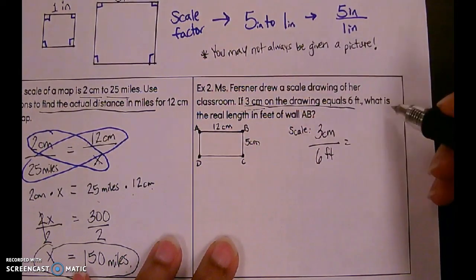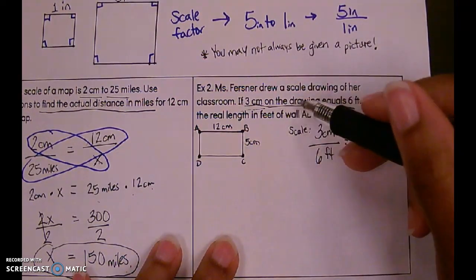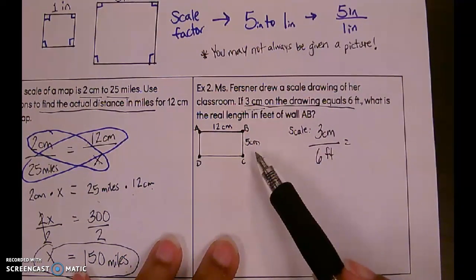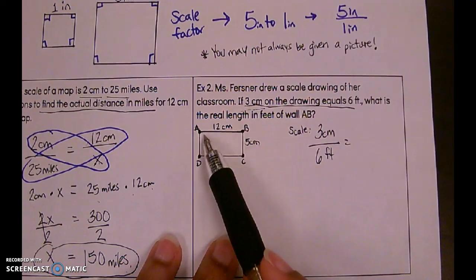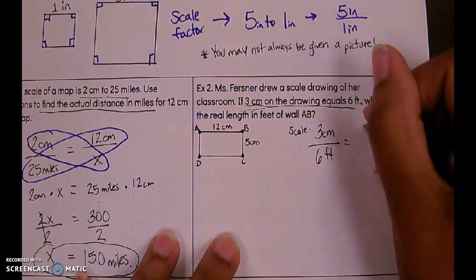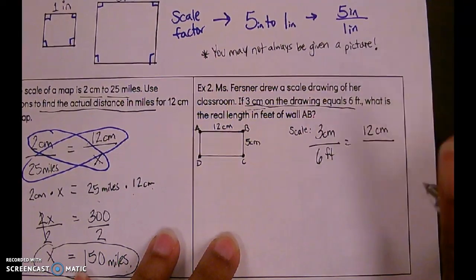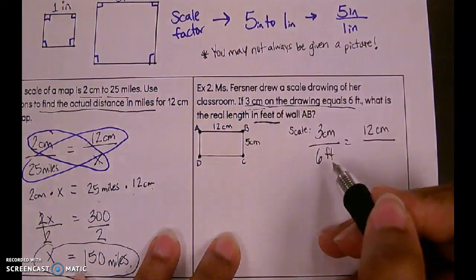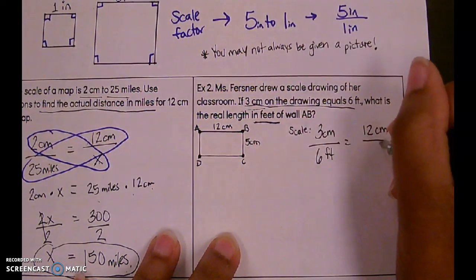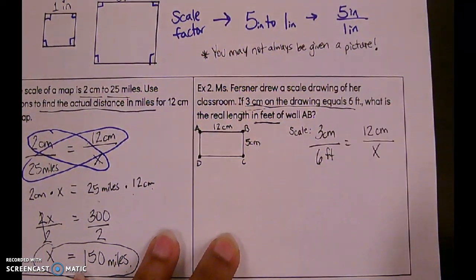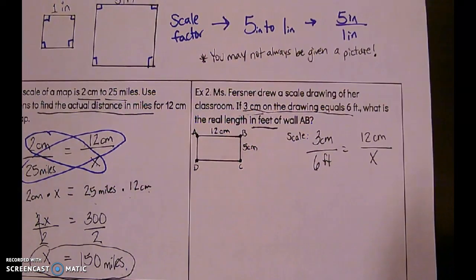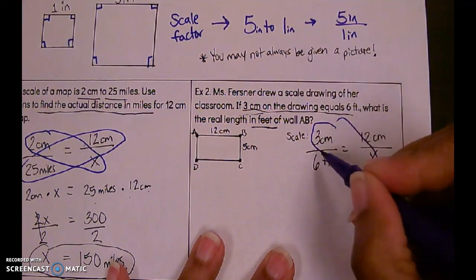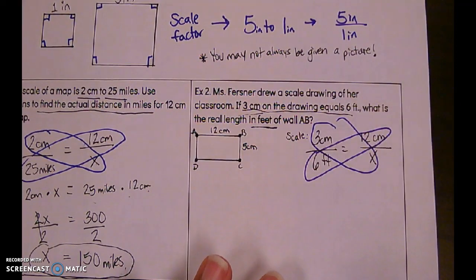Okay? Now I'm asked what is the real length in feet of wall AB. Okay? So I know that wall AB is 12 centimeters. But I want to find out what its length in feet is. And the only way I can do that is by setting up this scale proportion and solving for x. That's going to give me the feet that I need. So I'm going to do the same thing. Cross multiply and solve for x.